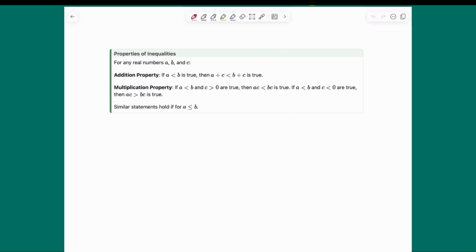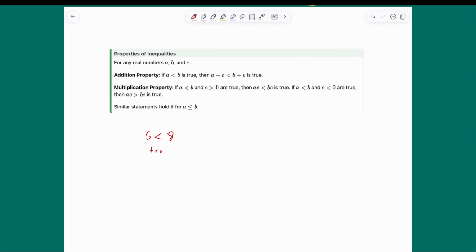Okay, so I want to explain the properties of inequalities. It states the following. For any real numbers a, b, and c, if a is less than b is true, then a plus c is less than b plus c must be true. So for example, we know, say, 5 is less than 8.